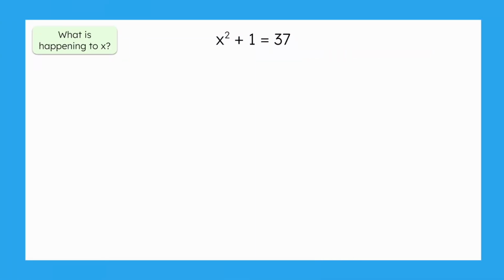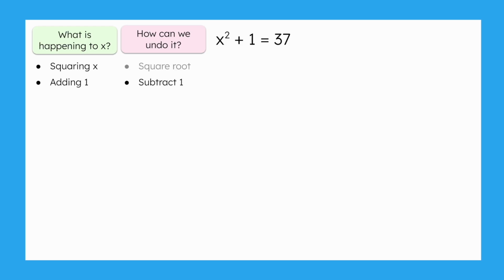Well, when we're solving equations, we're using inverse operations to get the variable by itself. Let's start with our typical approach and see what happens. What is happening to x? We're squaring x and adding 1. How can we undo these operations? The inverse of adding 1 is subtracting 1. But what's the inverse of squaring x? Oh, you're right. We take the square root to undo the square.